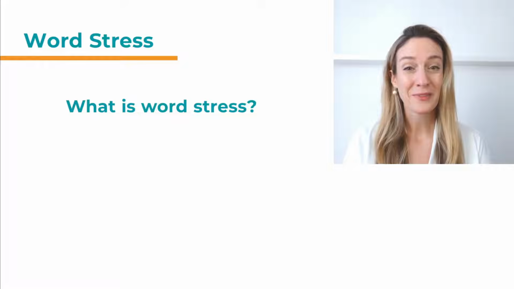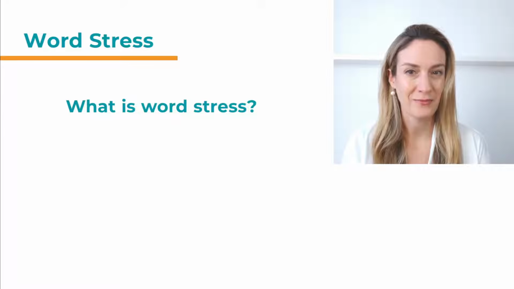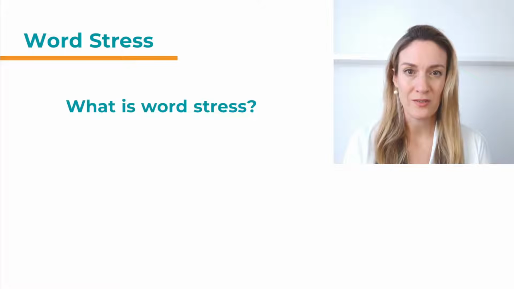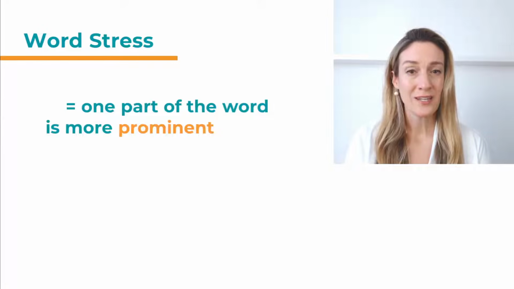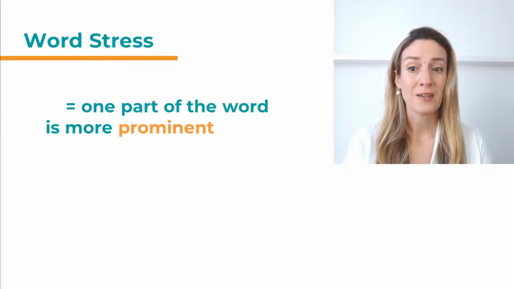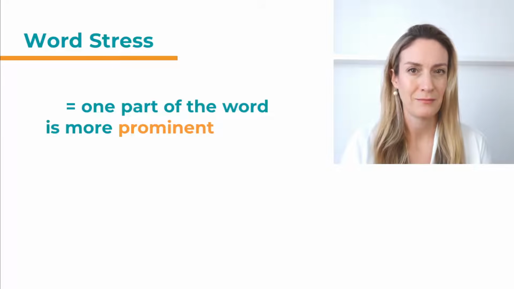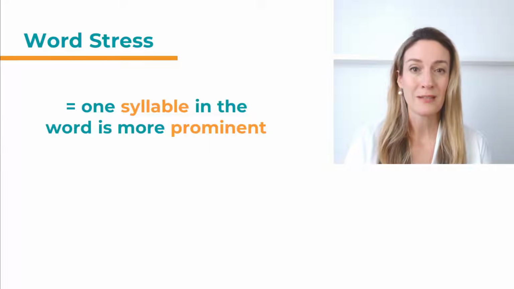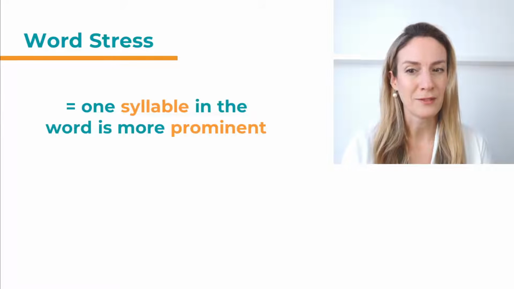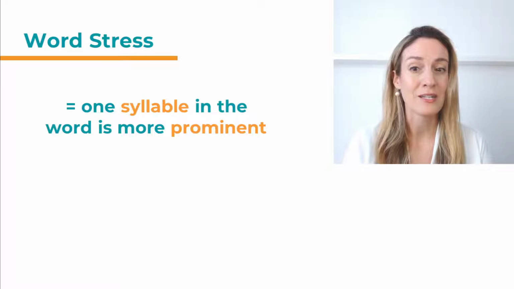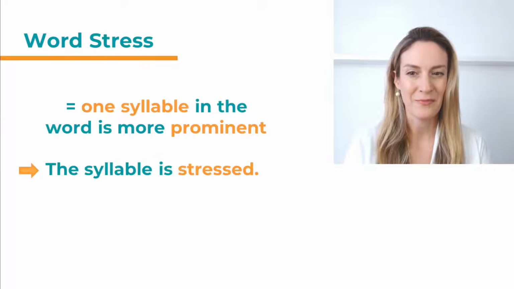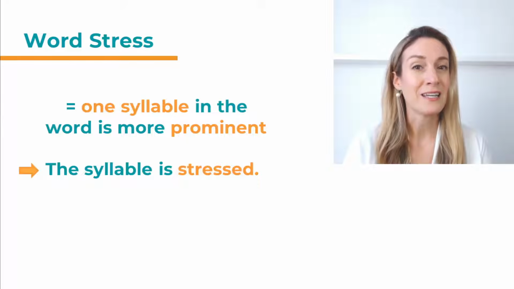Hi everyone! In this video we want to have a look at word stress. Now what is word stress? Word stress can be defined as one part of the word is more prominent, or to be more exact, one syllable in the word is more prominent. So we're talking about syllables in words. Now, the syllable is stressed. That is the correct word.